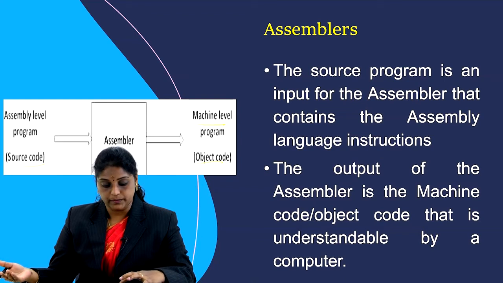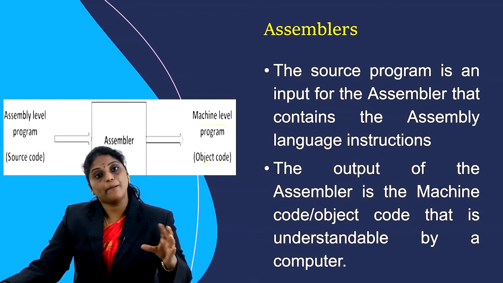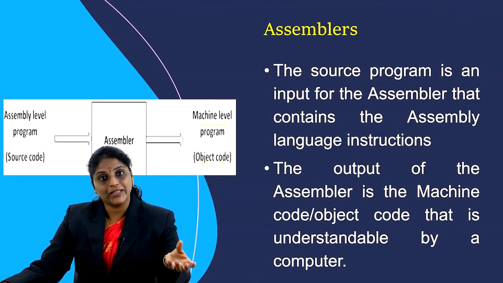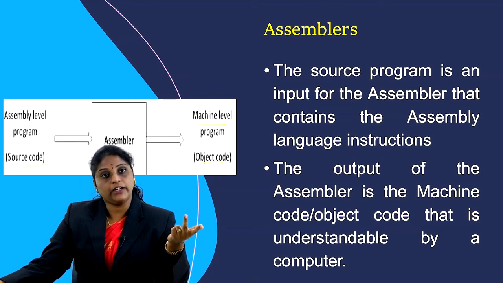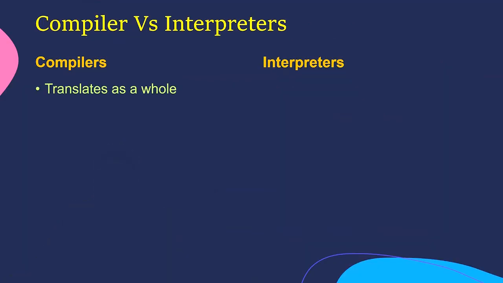Now let us see the difference between compilers and interpreters, because both compilers and interpreters are doing the same job. They are taking high-level language and converting it into binary code. Then why do we need two converters? Let us see the difference between compilers and interpreters. Compilers. What compilers will do is scan the entire program and translate the whole of it into machine language code.